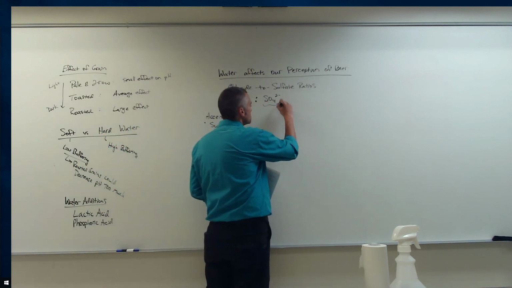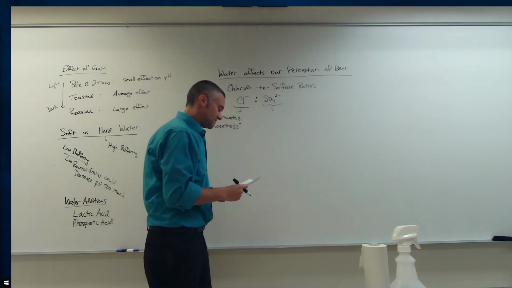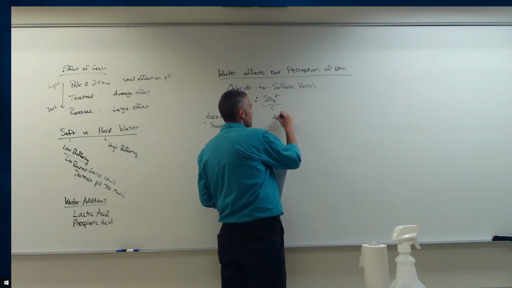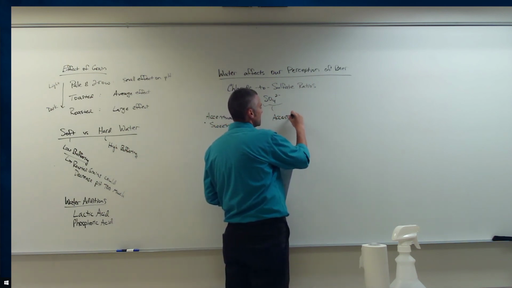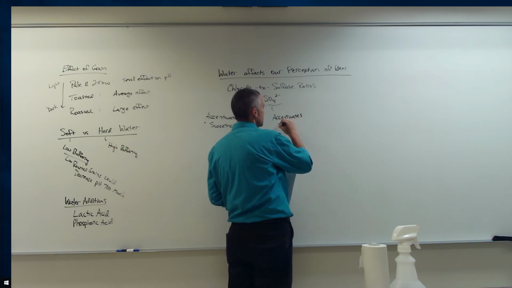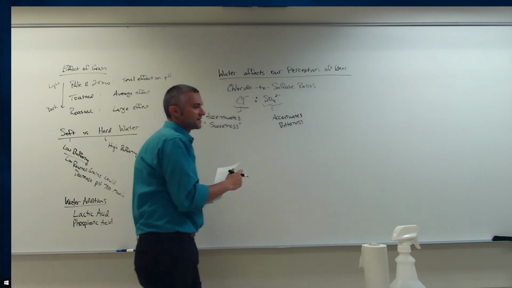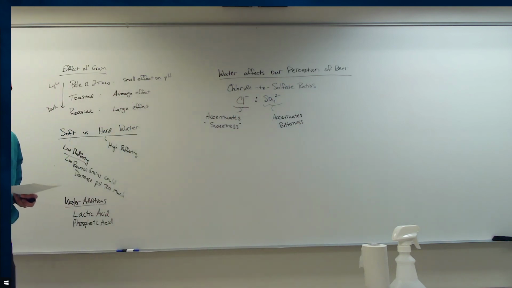What do the sulfates do? This is going to accentuate the bitterness of our beer. And this is the bitterness caused by the hops. All right? So, if we are heavy towards the chlorides, we accentuate the maltiness aspect of it. If we shift more towards the sulfates, we're going to accentuate the bitterness parts of it.